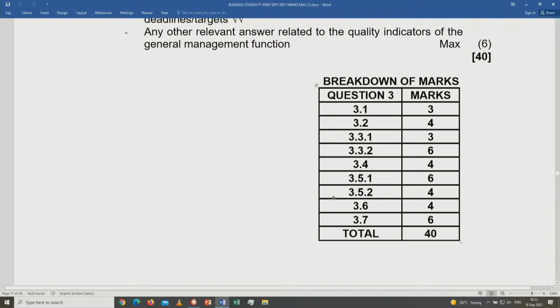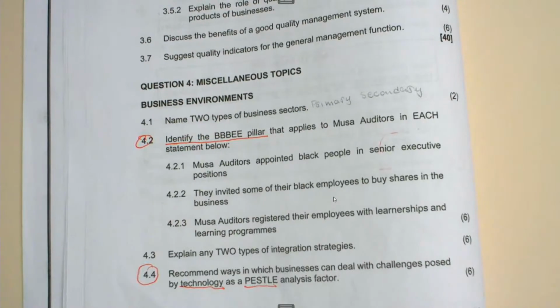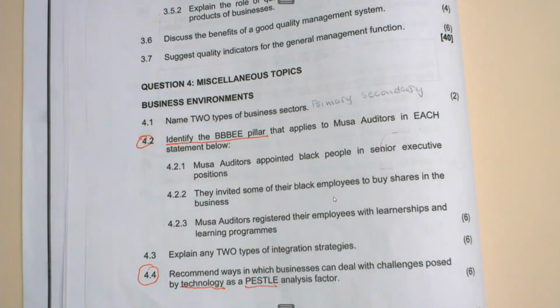I want us to go straight to question 4, which is miscellaneous, and you know that by miscellaneous we mean a combination of the 2 broad topics, your business environments and your business operations topics. Let's go straight to the question there. Look at question 4.1. I said first questions normally are like appetizers, simple, easy to answer, straightforward, and they don't carry a lot of marks. Look at 4.1. It says, name 2 types of business sectors. I mean, this is a grade 10 kind of question. It's 2 marks. Can you believe this? It's a giveaway. It's an appetizer.